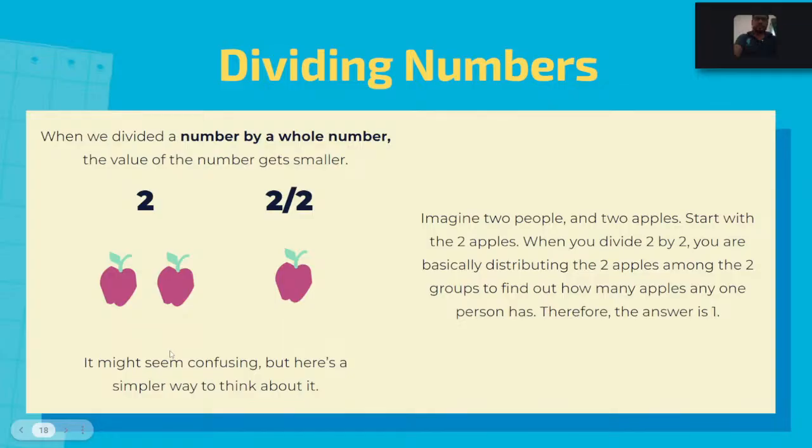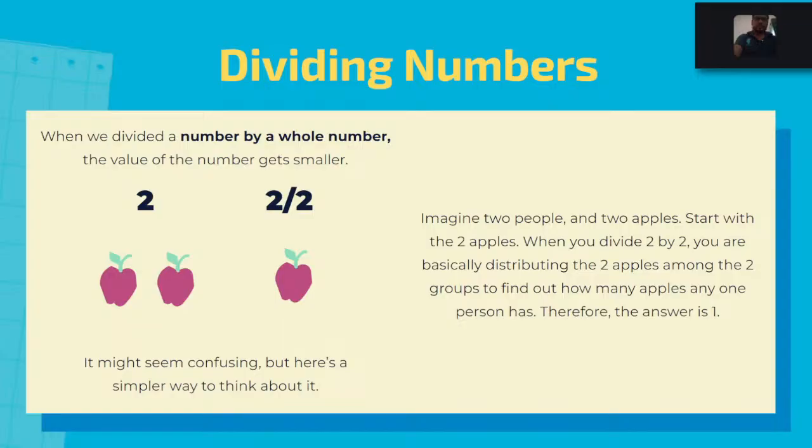Now, this might seem confusing at first, but here's a simpler way to think about it. Imagine 2 people and 2 apples. Start with the 2 apples. When you divide 2 by 2, you are basically distributing the 2 apples among the 2 groups, or in this case, the 2 people, to find out how many apples any one person has. If you want each person to have the same number of apples, and you have 2 apples, the solution would be to give each of them 1 apple. Therefore, the answer is 1. 2 divided by 2 is equal to 1.